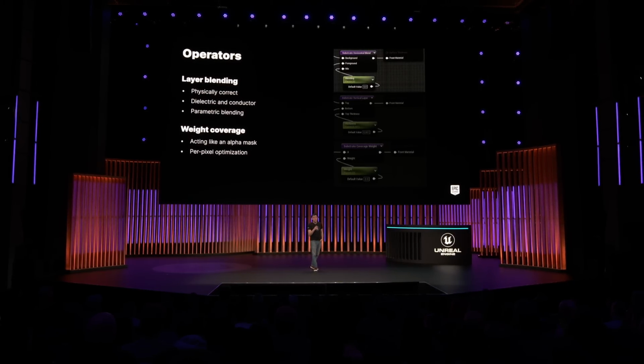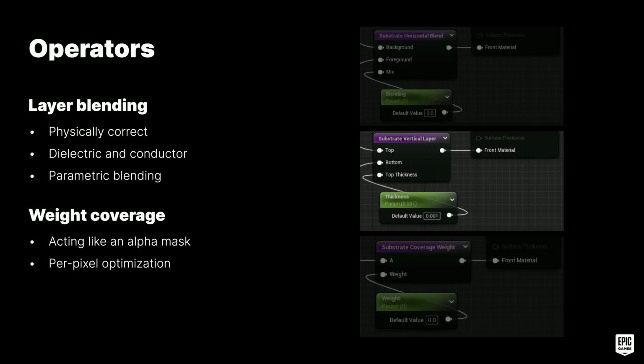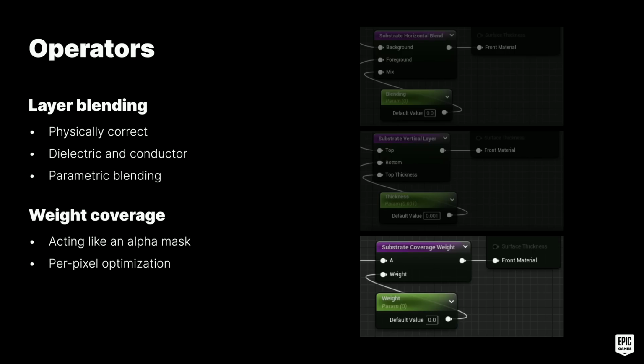Substrate is offering you two main types of composition. Horizontal, that will mix the two slabs at the same depth, computing both speculars individually to mesh them together. And the vertical composition, that takes into account the thickness or the depth of the top layer to apply transmittance and proper absorption based on your inputs. Finally, the Weight Coverage node works similarly to an opacity layer, where you will be able to change the opacity of a specific slab that is also working per pixel. This is very useful, as you could remove the entire slab from the material evaluation when the coverage is set to 0.